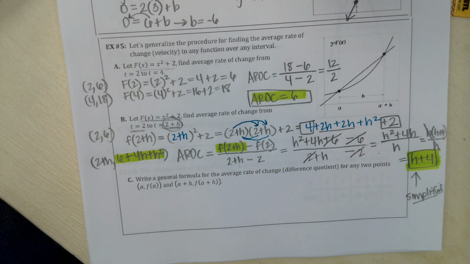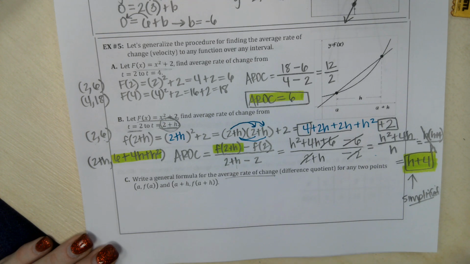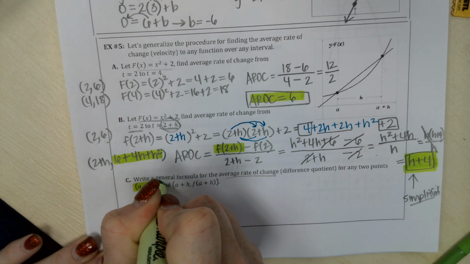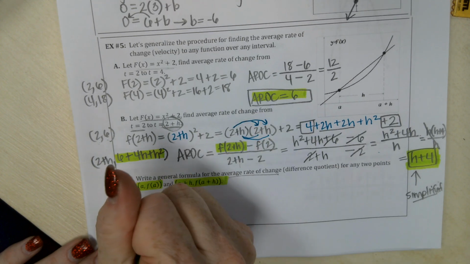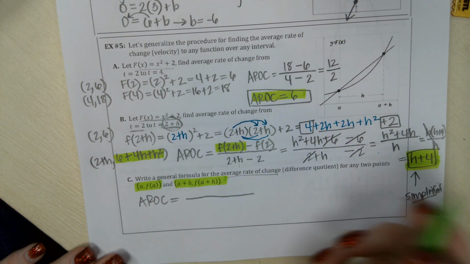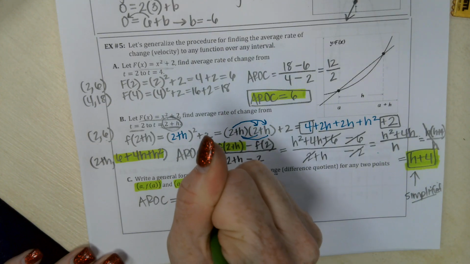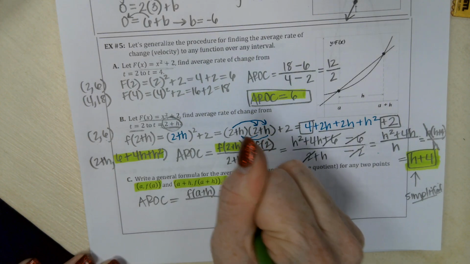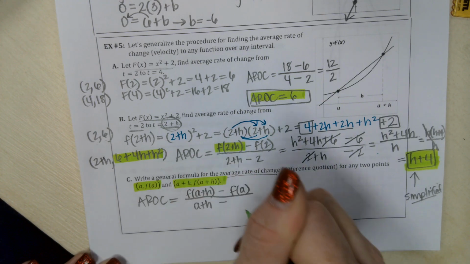Okay. Next, right here, I want to write a general formula for the average rate of change, the difference quotient for any 2 points. Okay? I've got 2 points right here. I've got f of a, and I have a plus h, f of a plus h. So I am going to show my average rate of change. I do change in y. So I'm going to do what I would like to consider as the more difficult one first, minus f of a. And then I'm going to do the inputs right below those.